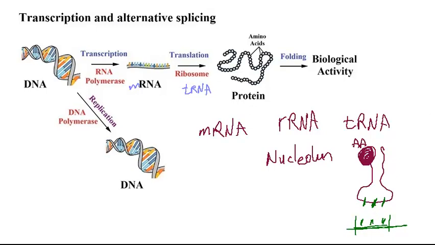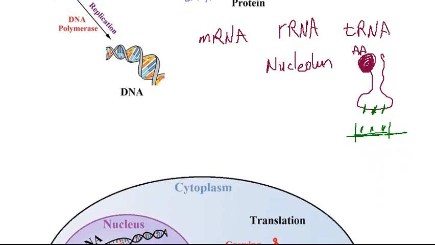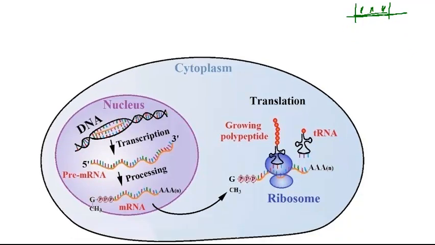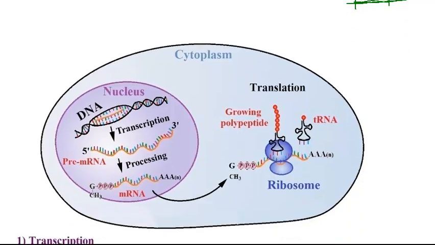All right, so that's a quick overview of these processes, and I will go in a little more detail in a little bit, but first I would like to overview. So here again we have another image that overviews all these processes. So in the nucleus we have DNA that throughout the transcription process forms mRNA.